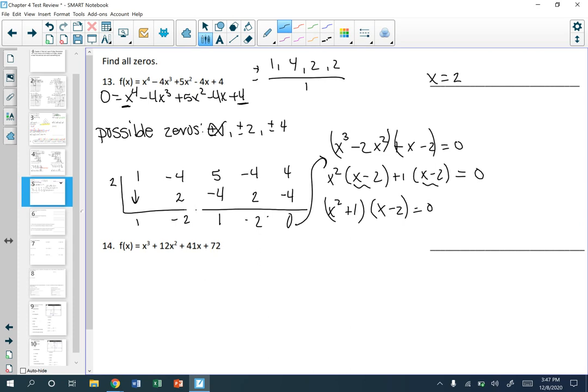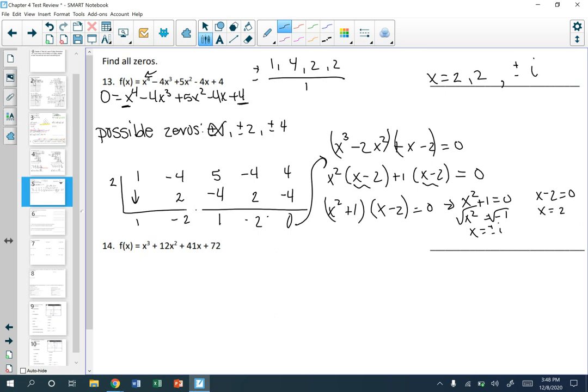Now this is set equal to 0, so I need to set both terms equal to 0. And I get x equals 2. So I see that that repeats twice. Perfect. And then I have x squared equals -1. Take the square root, and remember the square root of -1 is i. So I have plus or minus i. All right, so now if I look, we started with a 4th degree polynomial, and I have 4 zeros, so that's always a good check.